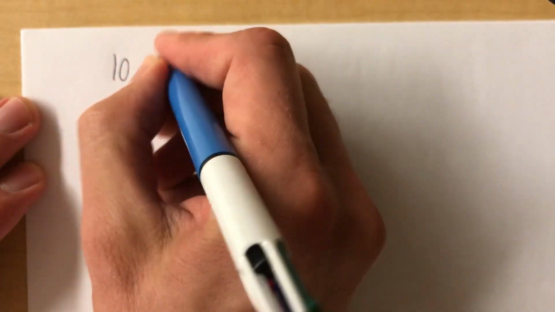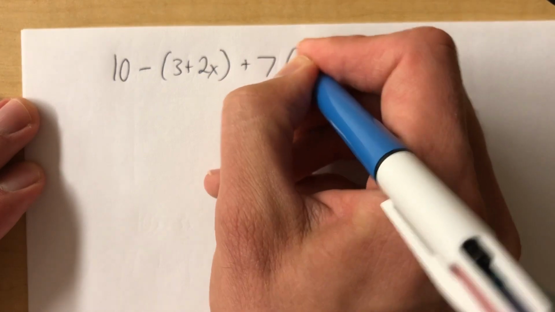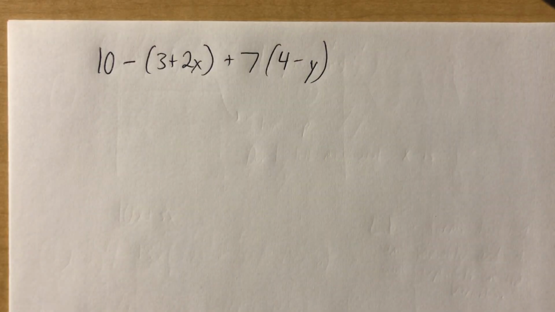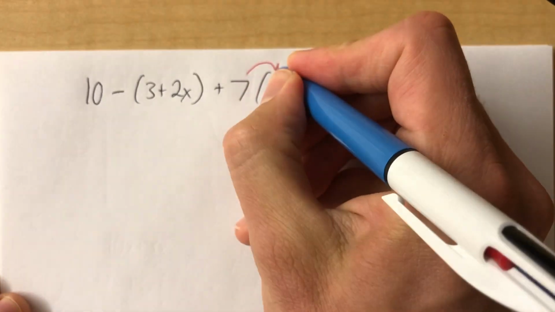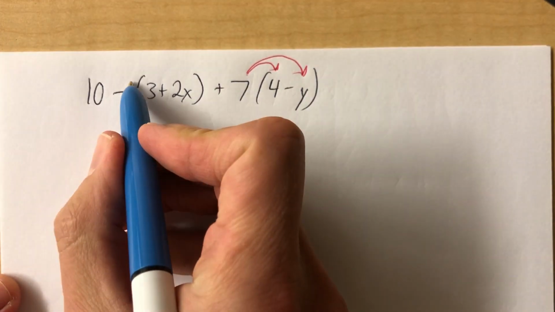But let's speed this process up a little bit. 10 minus, parentheses, 3 plus 2x plus 7, and then 4 minus y. Okay, the first thing I'm going to need to do is distribute. So I'm going to go 7 times 4 and 7 times negative y.